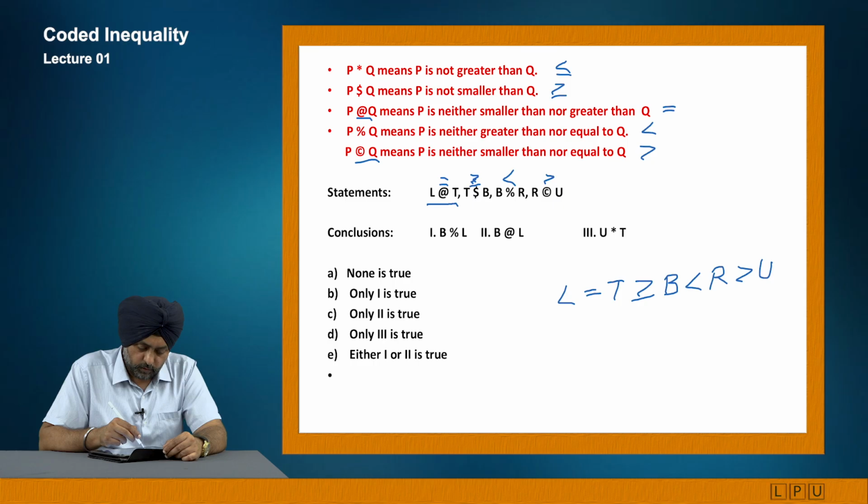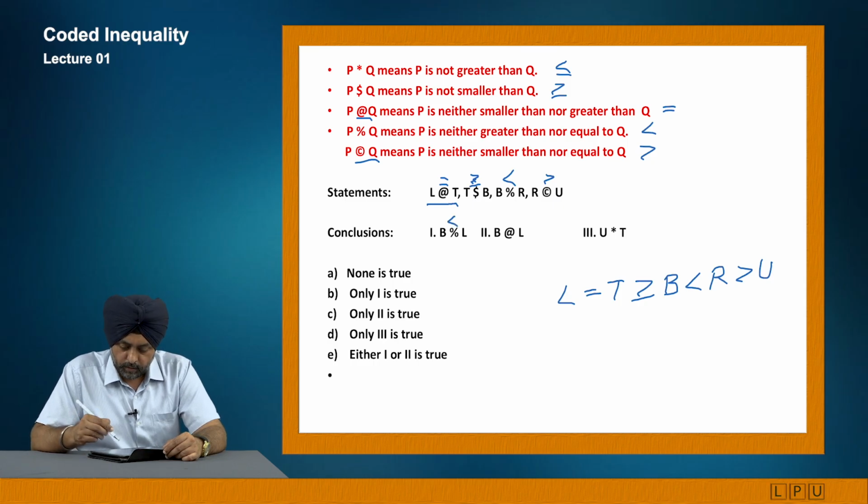Percentage, as we have seen, means less than. So first is B is less than L. You know L and T are equal, so we can write L also in place of T. So what is the relationship between L and B? It is that B is either less than or equal to L. It is not definitely less than. So individually this is wrong.